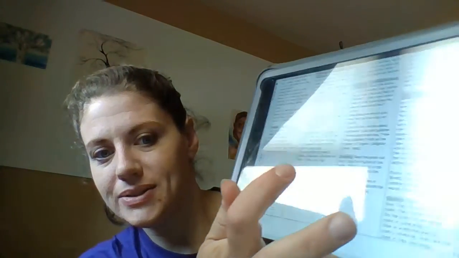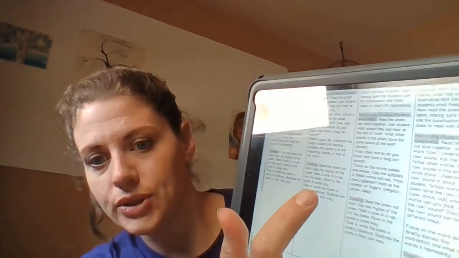And make a list and underline any of the long E sounds and discuss whether the sound is at the beginning of the word, middle of the word, or end of the word. All right, and then the last section for your lesson plan on day 2 is creating.